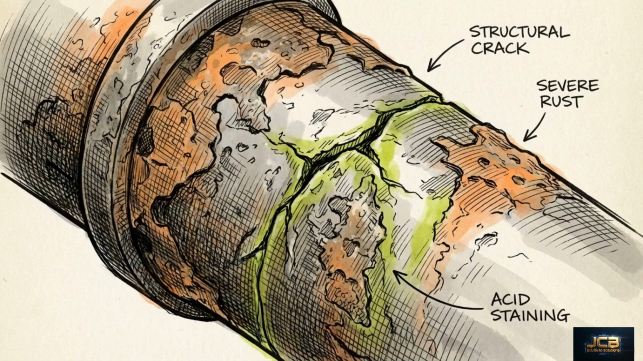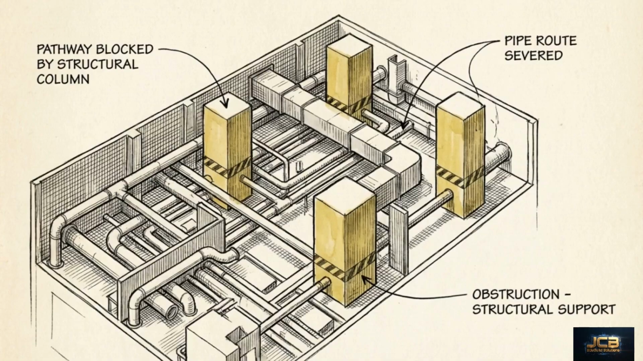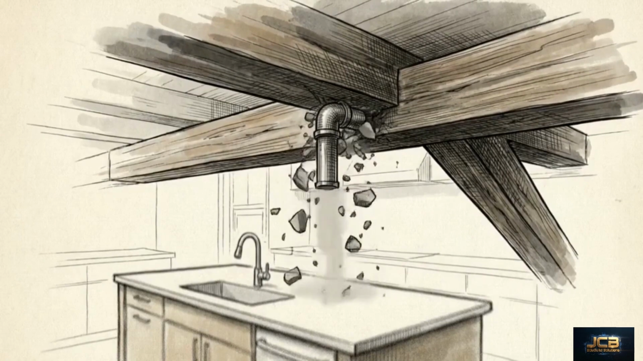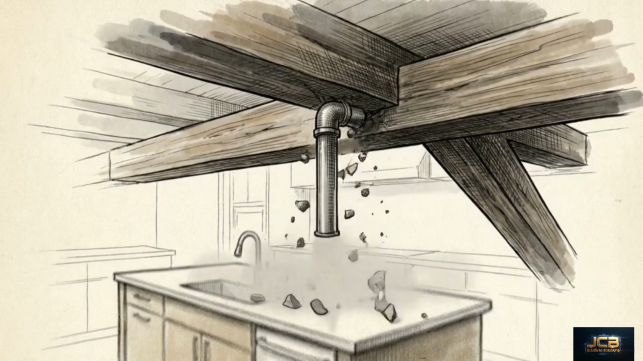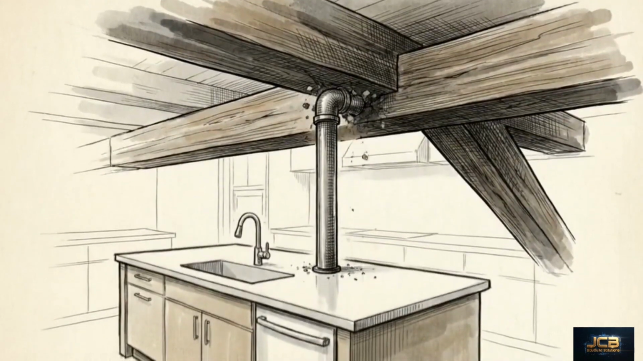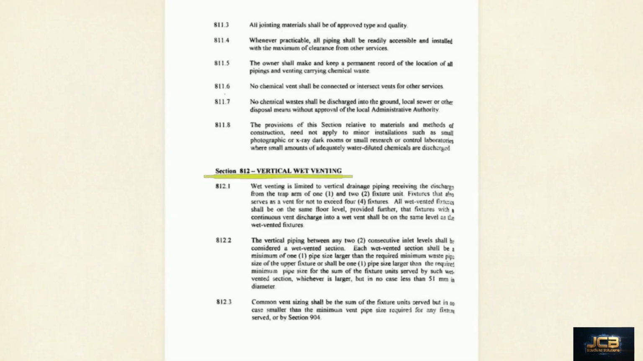In mechanical wastes, the primary threat is material degradation. The acidic nature of clear water waste can damage building infrastructure, making strict isolation and specific material codes vital. We now address architectural limitations. When designing a kitchen island or a multi-story open atrium, installing a conventional dry vent pipe straight up through the roof is often impossible. The first workaround is vertical wet venting.